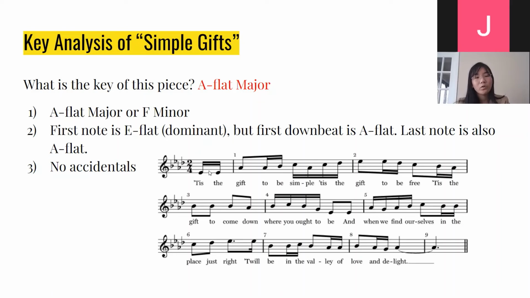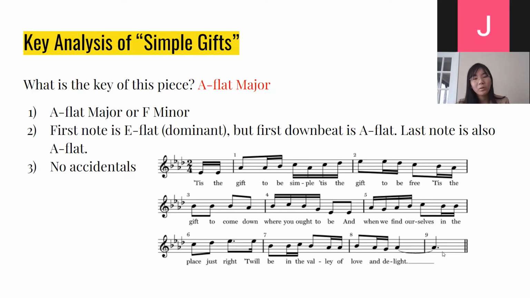And then you look at the first note and the last note. So technically the first note is E flat, which is the dominant, but the first downbeat is A flat because this is an anacrusis, right? And the last note is also A flat.